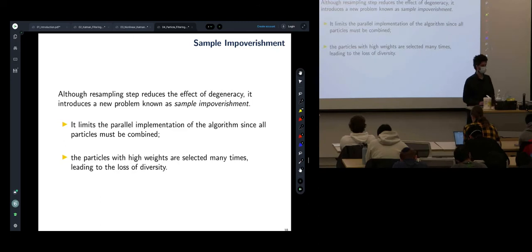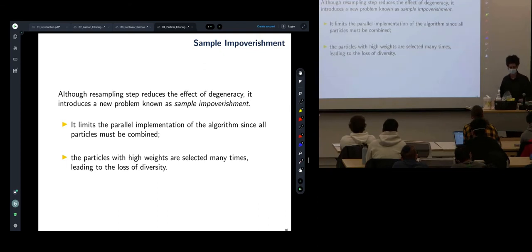All right. See, somebody is sleeping in the front row. We're done with degeneracy. We're going to talk about resampling. Are you awake?